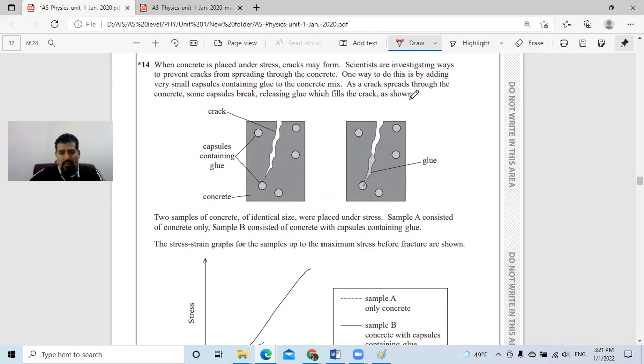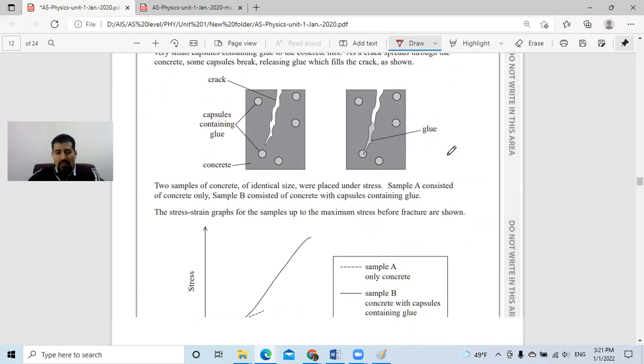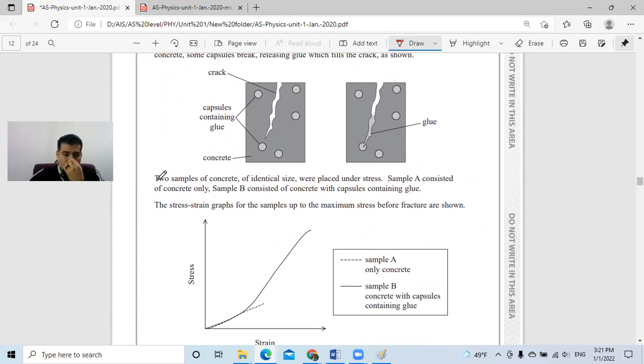As a crack spreads through the concrete, some capsules break and release the glue, which fills the crack as shown. So there is a crack here. The crack reached this capsule. The glue inside it gets out and fills the crack to make it hold together. So what they said is, two samples of concrete of identical size are under stress, under compression.